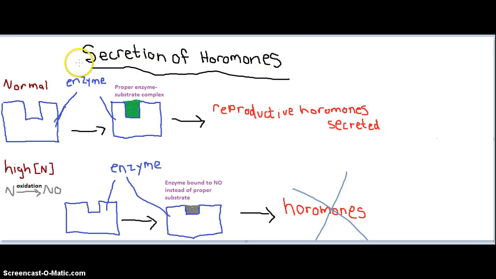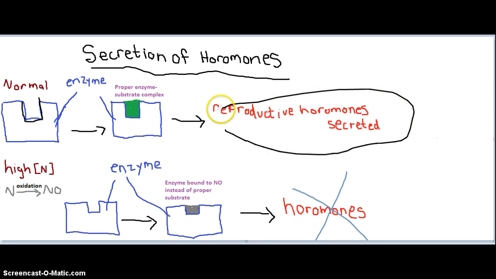Okay, so I have a quick drawing here of how exactly the secretion of these hormones is inhibited. It's kind of the same idea as before when we looked at the terrestrial animals along with their hemoglobin. Here we have a normal enzyme that is involved in hormone secretion. This normal enzyme has an active site that a substrate will bind to. In normal terms, when the proper substrate binds to the enzyme, creating this proper enzyme-substrate complex, reproductive hormones are secreted and the animal will do just fine.